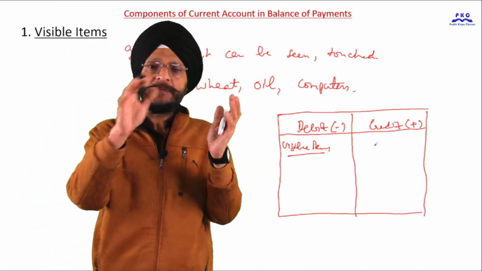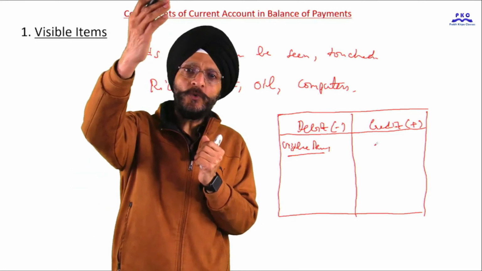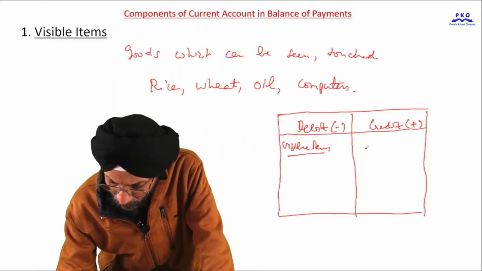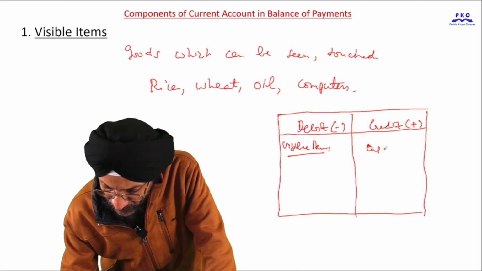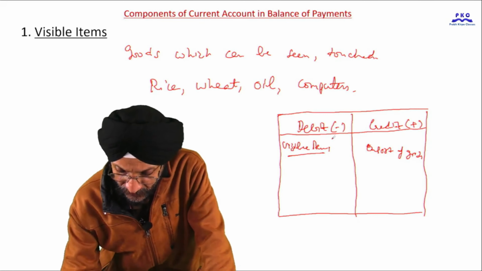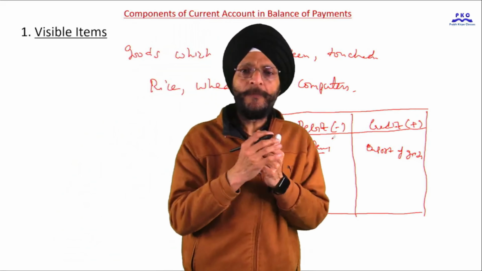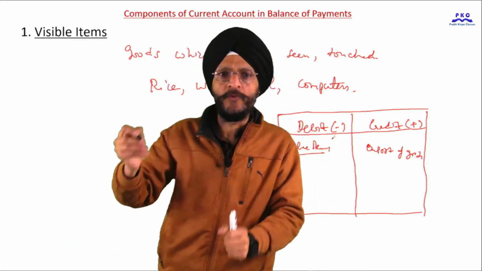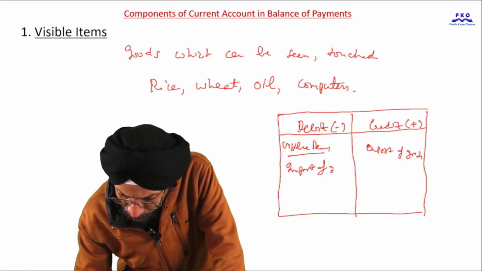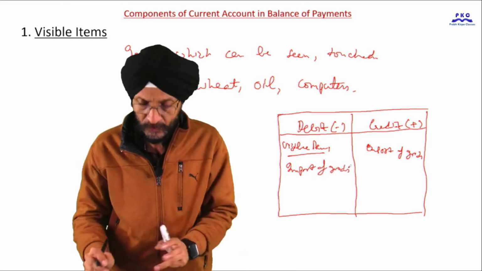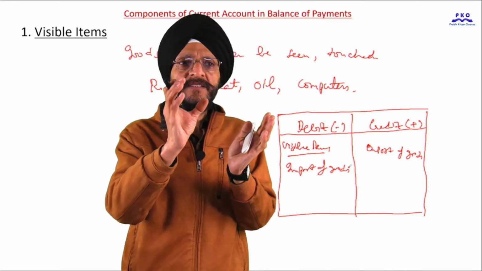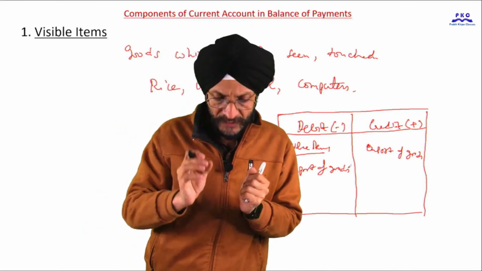When we export goods, what happens? We receive foreign exchange. So it is recorded on the credit side, export of goods. When we import goods, what happens? There is outflow of foreign exchange. So these are recorded on the debit side, import of goods. So these are the visible items, which can be seen or touched.